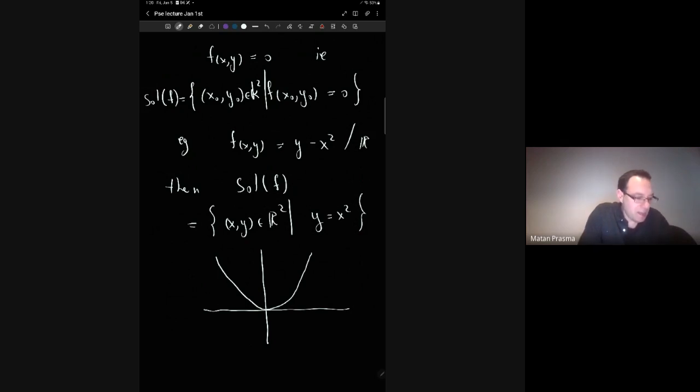Okay, and this is in sharp contrast to the solution set of a polynomial in one variable, because we know that a polynomial in one variable can have at most n distinct roots, where n is the degree. So we cannot possibly expect any meaningful geometry.